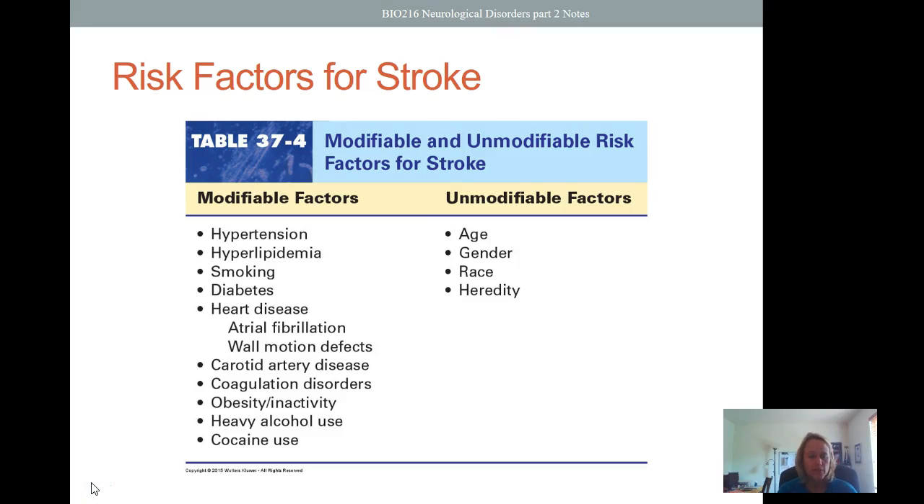All right, this shows some of the risk factors for stroke. Some modifiable factors include high blood pressure, hyperlipidemia, smoking, diabetes mellitus, and heart disease including atrial fibrillation and wall motion defects. These are things that are more likely to cause an embolus. Others include coronary artery disease, coagulation disorders, obesity, inactivity, heavy alcohol use, and cocaine use. Some unmodifiable factors include increasing age, male gender, race with African Americans being at higher risk, and heredity.